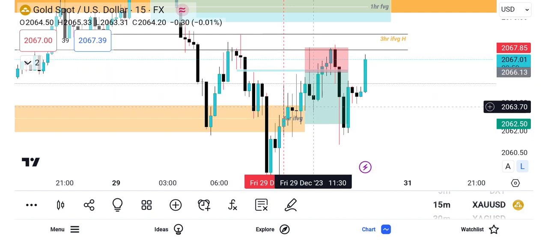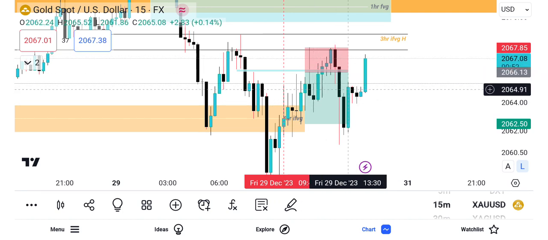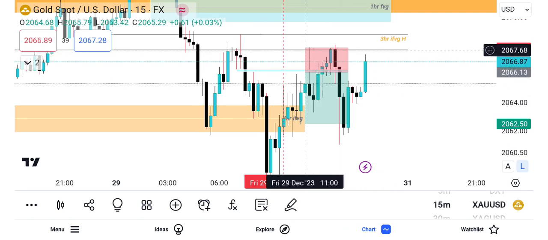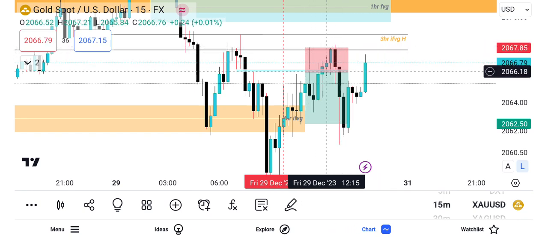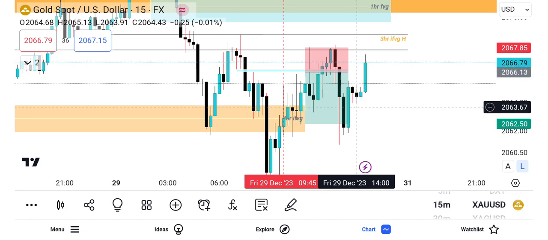I saw this rejection down, and I knew it would go to my stop, but that didn't happen. It rallied higher, also taking out those who had entered and placed their stop loss at around this zone. It took them out, then it rallied lower.